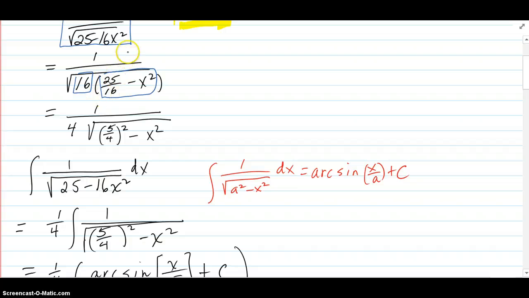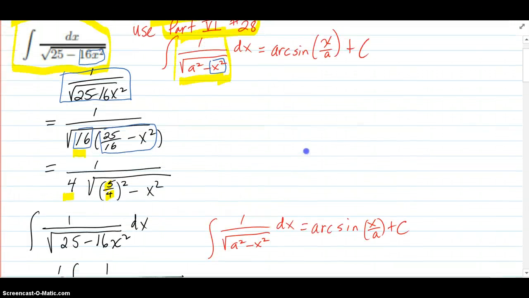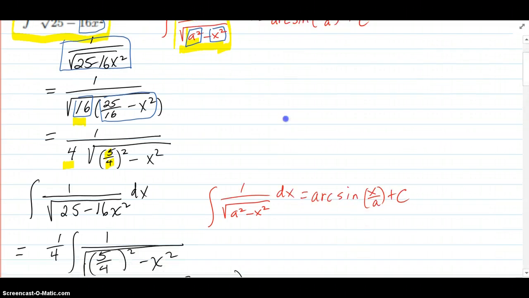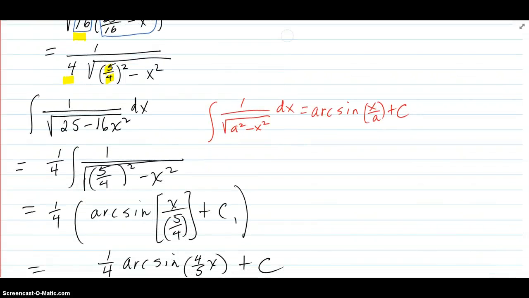The square root of 16 comes out as 4. 25/16 we have to write as 5/4 squared, and we have to do that because over here you have the a squared, so you need it as a number squared. So now we rewrite, here's our original integral right here.